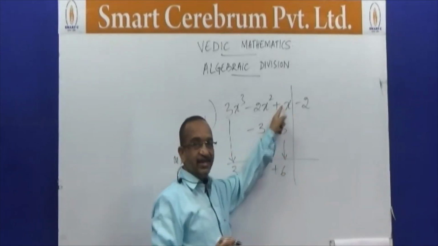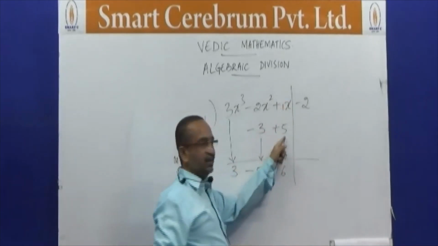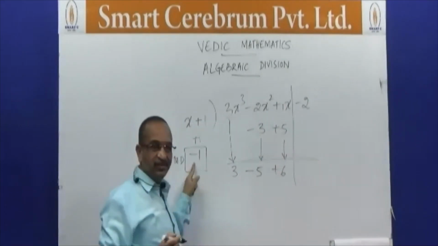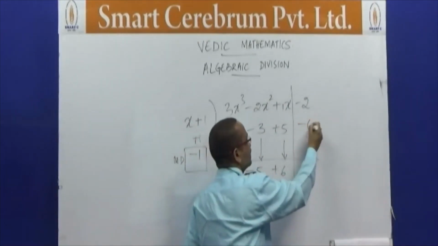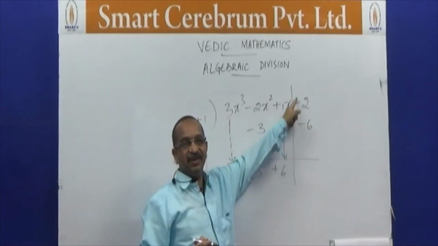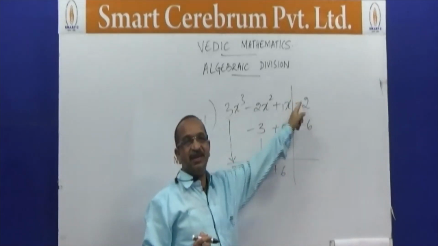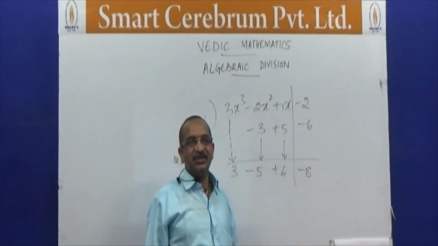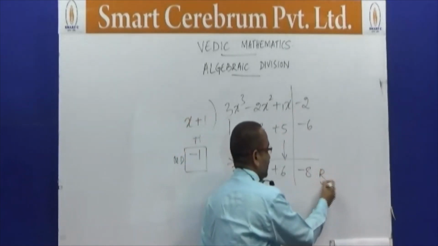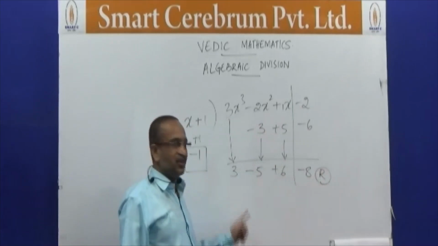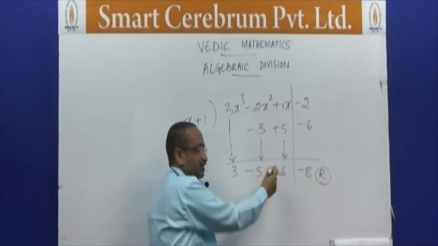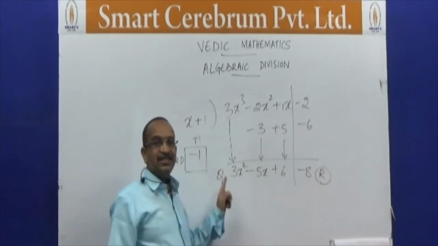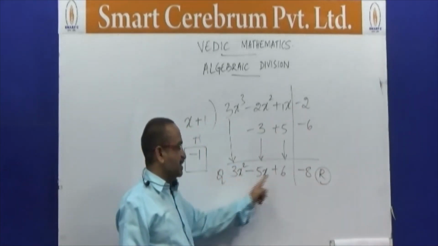Because the coefficient of x here is 1, you add them, 5 plus 1 is 6. Again, you multiply 6 and minus 1 is minus 6. Now you have got minus 6 and minus 2. Add these two. Minus 6 minus 2 is minus 8. See, it's so simple now. So your remainder is minus 8 and your quotient starts from here. It is the independent term, then x, and then x square. So your quotient is 3x square minus 5x plus 6.